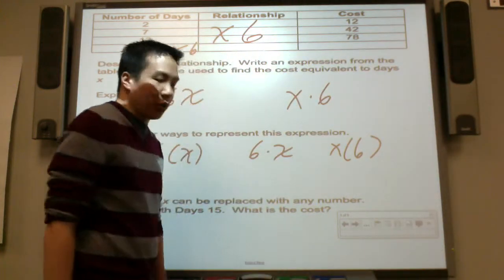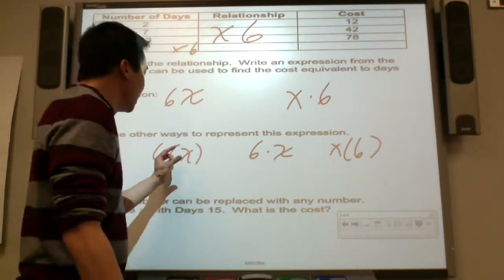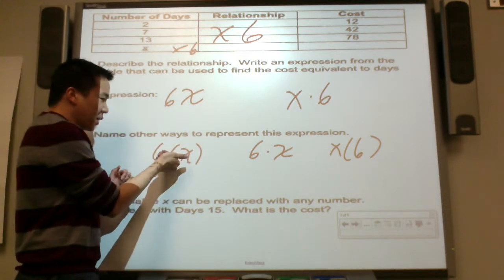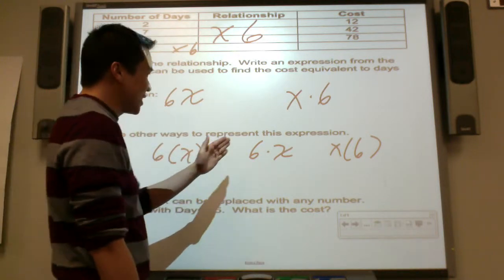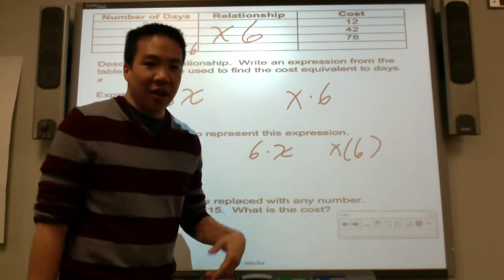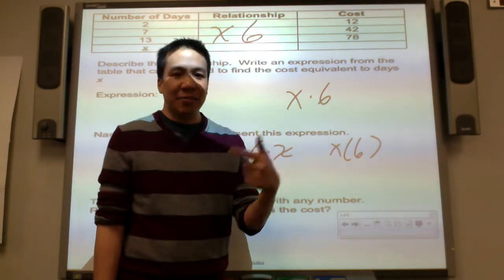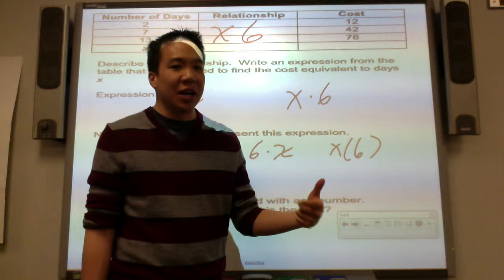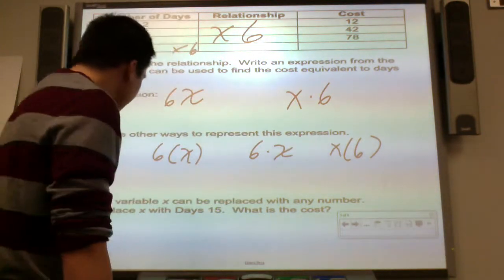And next week, we're going to be learning something called the commutative property. The commutative property is that if you reverse it, it is still the exact same thing. 6x is the same thing as x times 6. 5 plus 2 is the same thing as 2 plus 5. 7 times 2 is the same thing as 2 times 7. Commute means going back and forth.